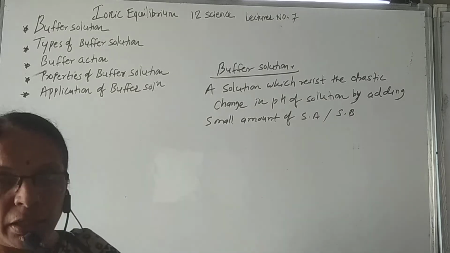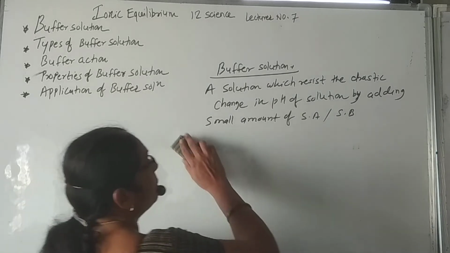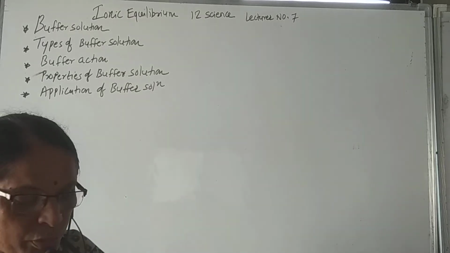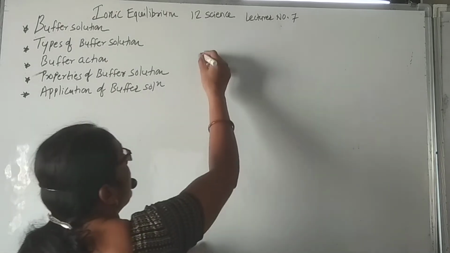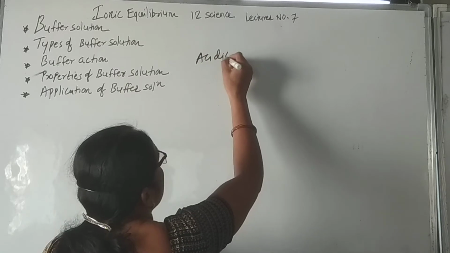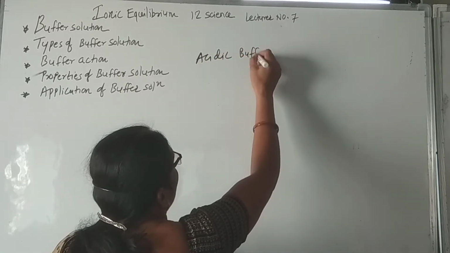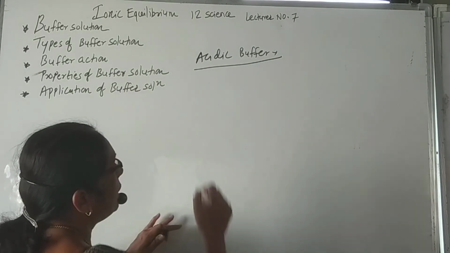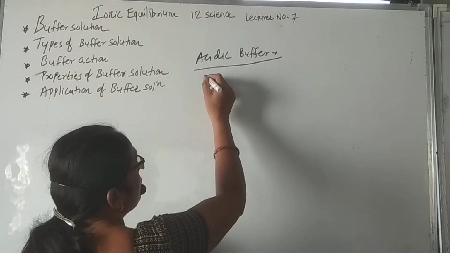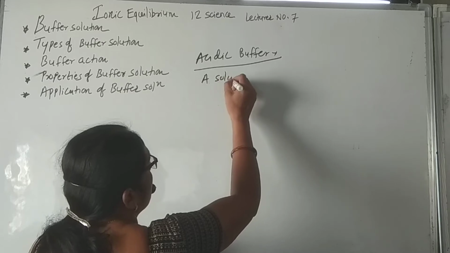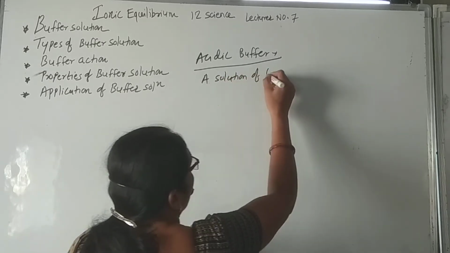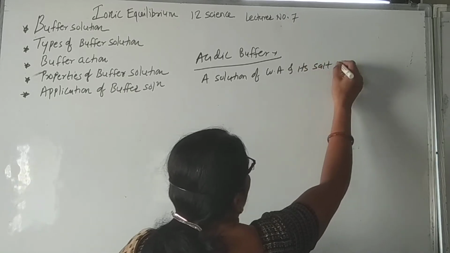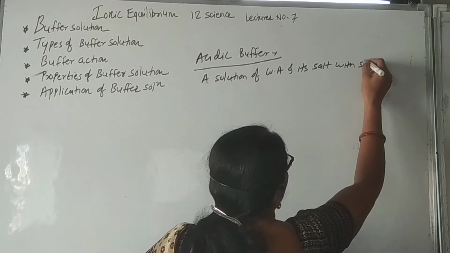There are two types of buffer solution. The first is the acidic buffer and the second is the basic buffer. So what is an acidic buffer and how is the acidic buffer prepared? The acidic buffer is a solution of weak acid and its salt with a strong base.